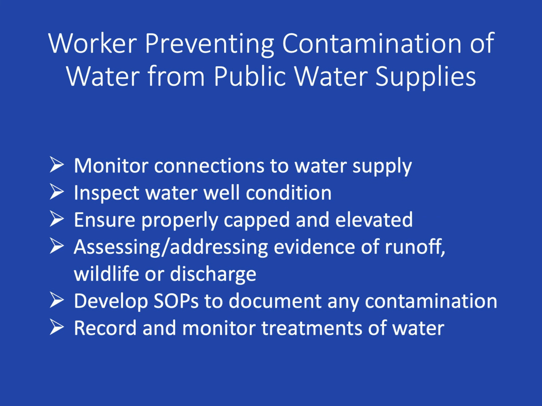Although workers do not determine what type of water source is used, they can minimize the likelihood of the water being contaminated by monitoring the connections to the water supplies, inspecting water wells to ensure they are in good condition and are properly capped and elevated, and assessing and addressing evidence of runoff, wildlife, or wastewater discharge. If a worker finds or suspects that the water source has been compromised and could be contaminated, they should immediately document the incident and contact their supervisor. Furthermore, if a farm is treating their water sources, then workers must be aware that all activities related to the treatment and monitoring must be recorded.